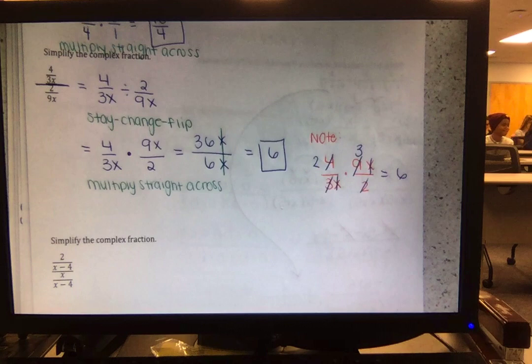All right, simplify the complex fraction. 2 over x minus 4 divided by x over x minus 4. So we're going to rewrite it. I want to highlight our main fraction bar. So I can say 2 over x minus 4 divided by x over x minus 4.